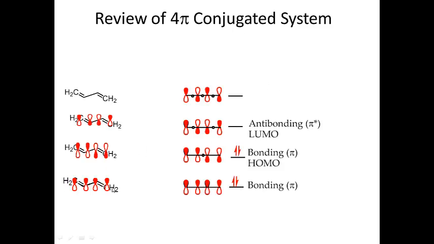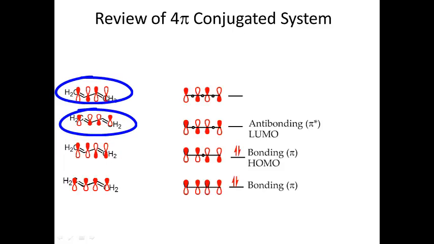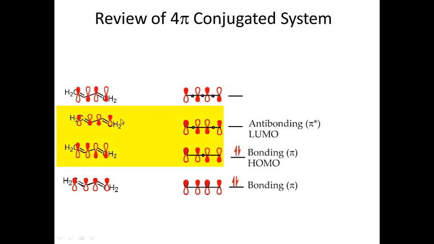So here's my diene. Here is the first set of molecular orbitals. Here's the second set. Here's the third set, and here's the fourth set. What matters in this case is how this thing reacts. The molecular orbitals are going to determine how the diene actually reacts, and so it's either going to react through the HOMO or the LUMO.